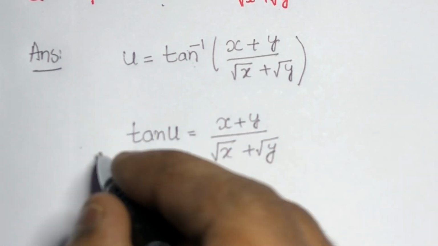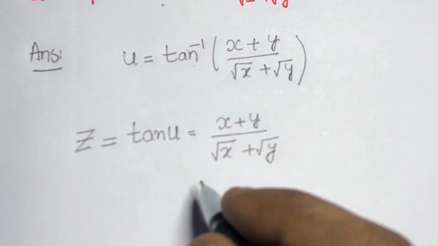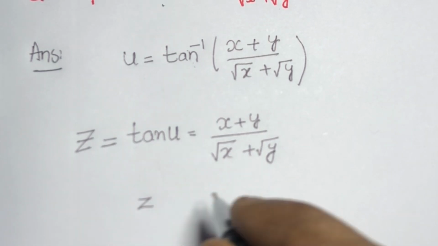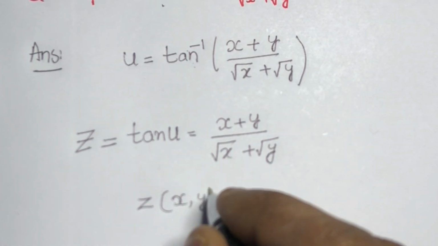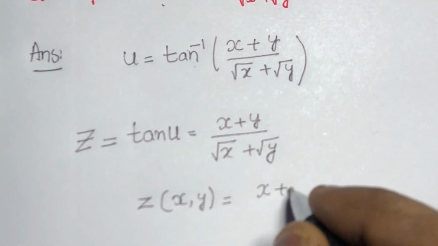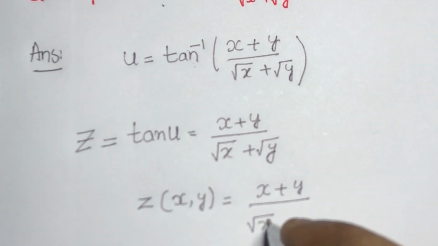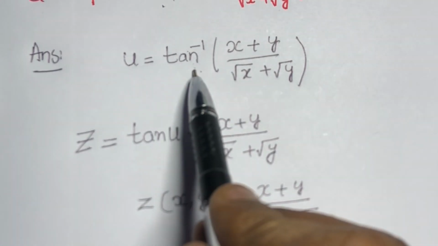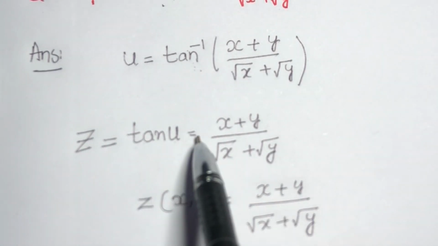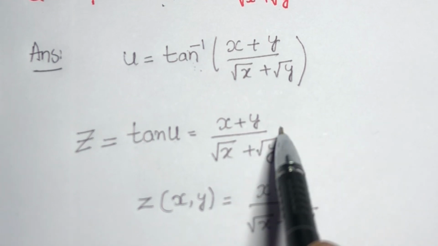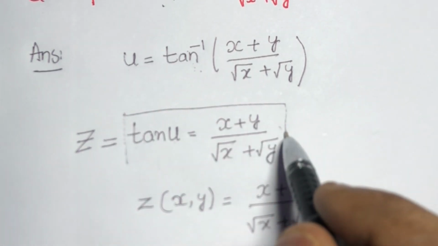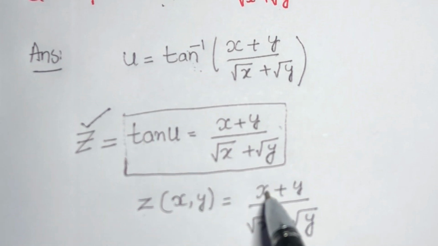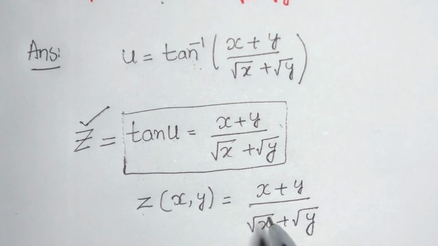Let's take this as equal to some z. Now z is a function of x comma y. We can write it as (x plus y) by (root x plus root y). So I sent tan inverse to this side, it became tan u, which is equal to (x plus y) by (root x plus root y), and this total term I considered as z. If you observe, z is a function of x and y.